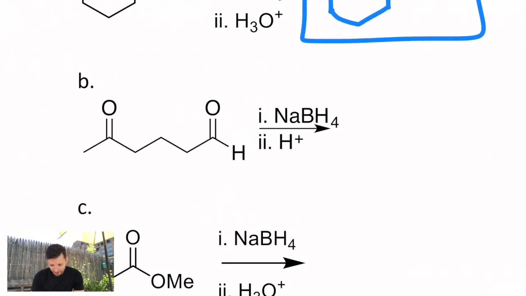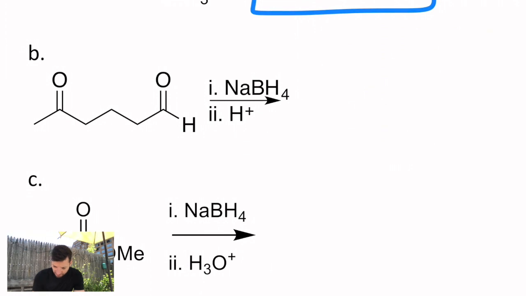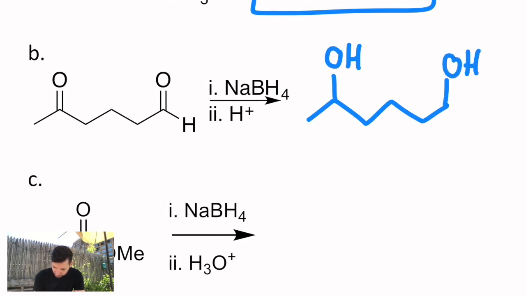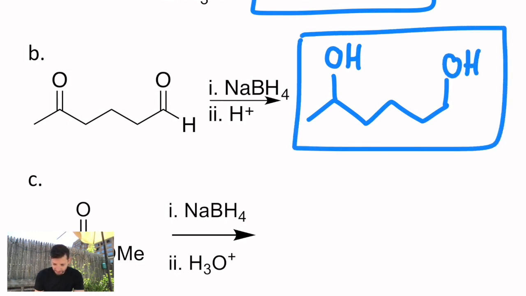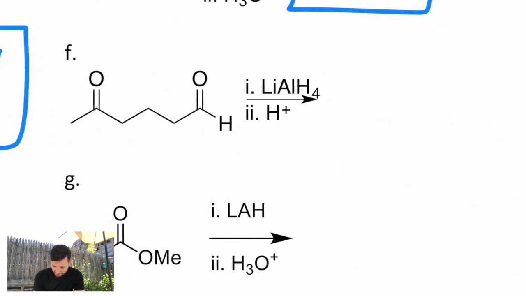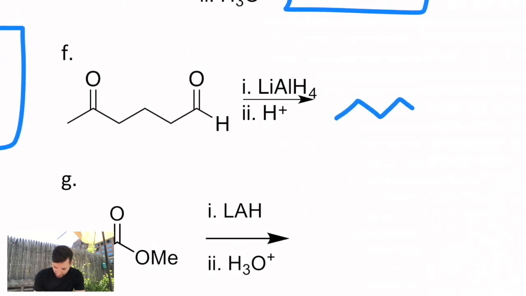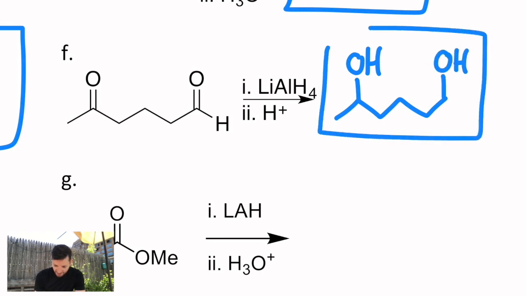What about down below this? Here we have a ketone and an aldehyde. Let's assume it reacts with both. Well, that would turn the ketone into a secondary alcohol and the aldehyde into a primary alcohol. And then right next to it, same thing. I still have yet to see an example that distinguishes one of these reagents from the other. And then I get to the next one.